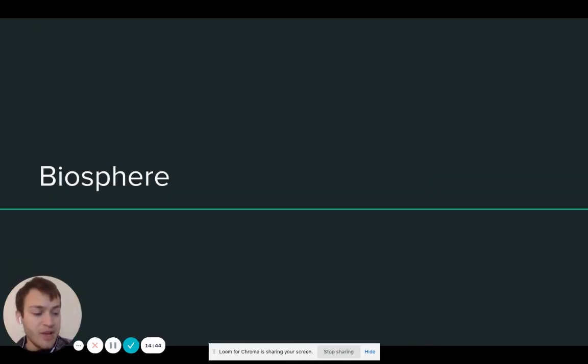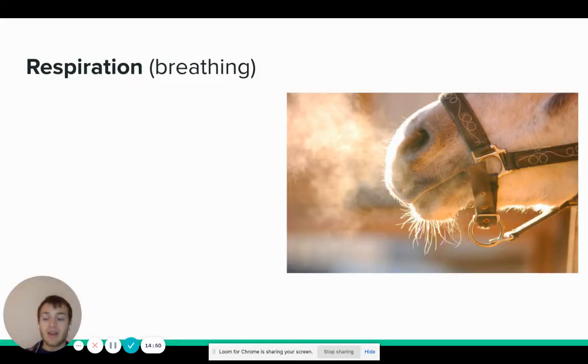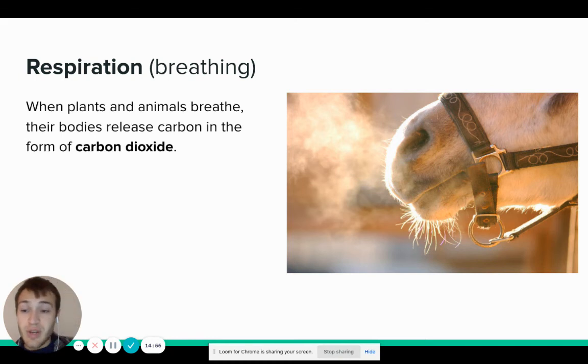All right, and then we have the biosphere, which is the last sphere that we have to talk about. So the first way that carbon leaves the biosphere is when plants and animals breathe. So when you breathe out, you are actually breathing out carbon dioxide. And before that carbon dioxide was carbon dioxide in the atmosphere, it was actually carbon inside your body. So your body converted carbon inside it into carbon dioxide and then released it. So breathing is one way that carbon leaves the biosphere and goes into the atmosphere.